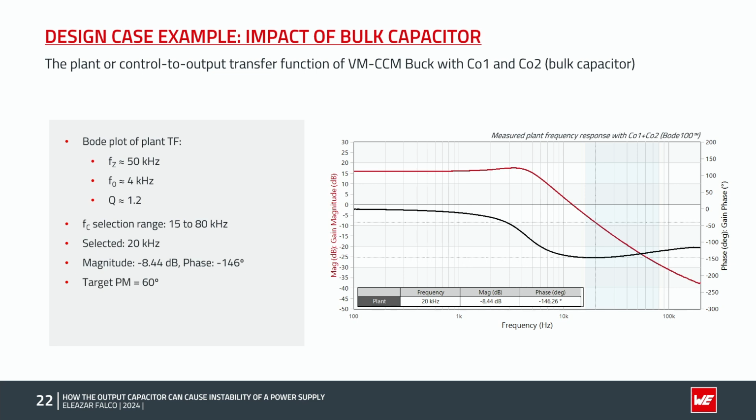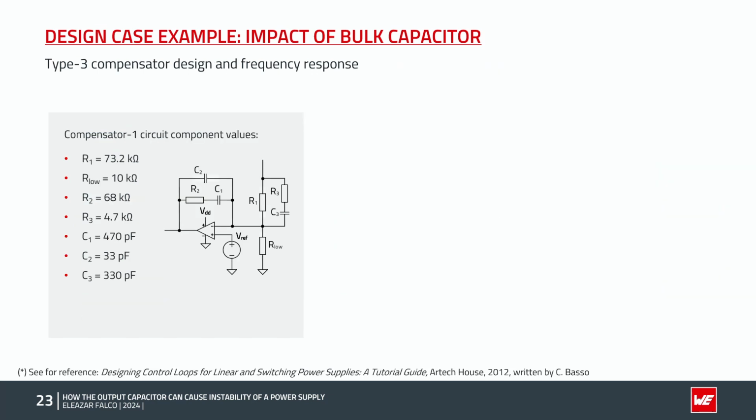With a target phase margin of 60 degrees, the compensator needs to provide a phase lead of 116 degrees, and for such amount of phase lead, a type 3 compensator circuit is necessary. The design of this type 3 compensator goes beyond the scope of this webinar, but here again, I provide you with a good reference for compensator circuit design if needed.